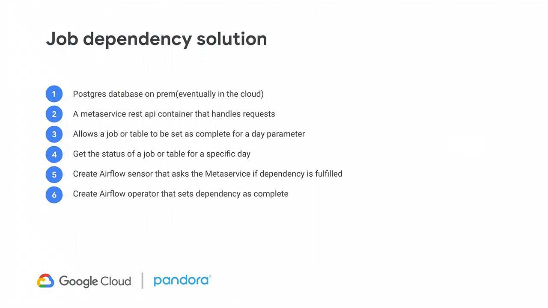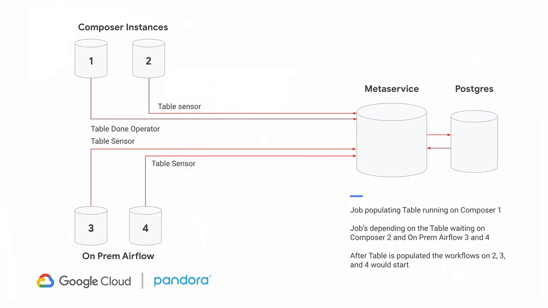And so around that, we created an Airflow sensor that would ask the metaservice if a dependency is fulfilled. If you are depending on job X, you would create that sensor in your workflow, and it would say, is job X done for April 1st of 2019. And then on the flip side, we also created an operator that at the end of the Airflow workflow, you could set your dependency as complete, your table, your job, whatever it is that you were running.